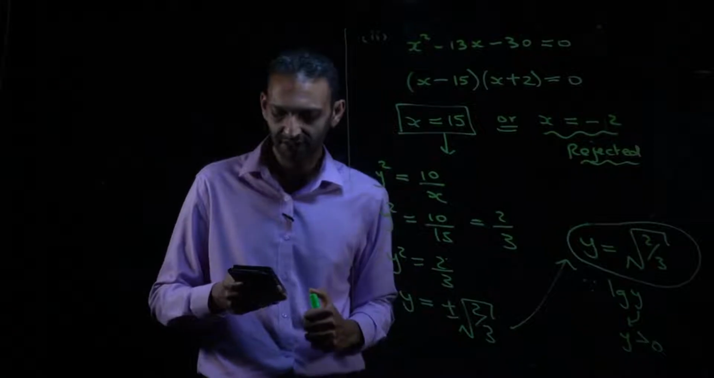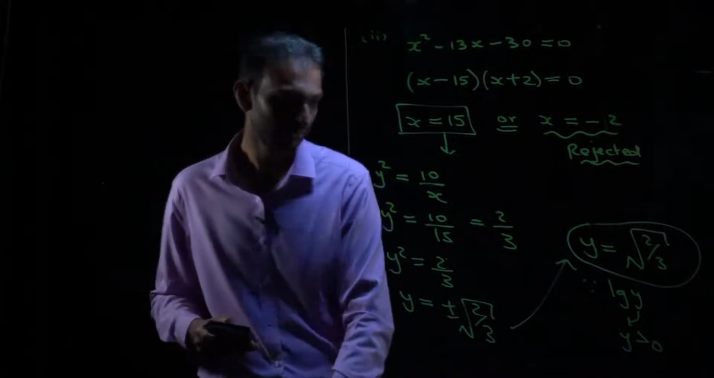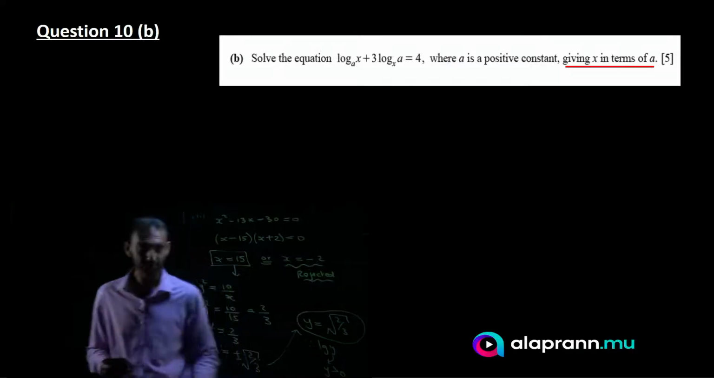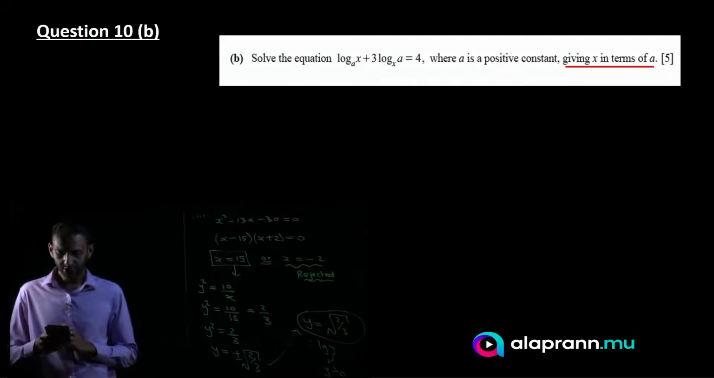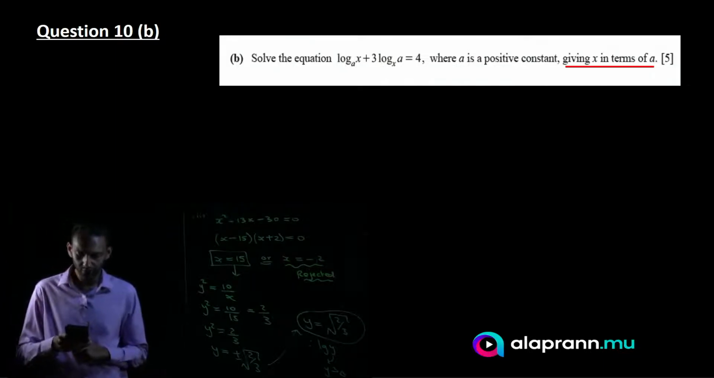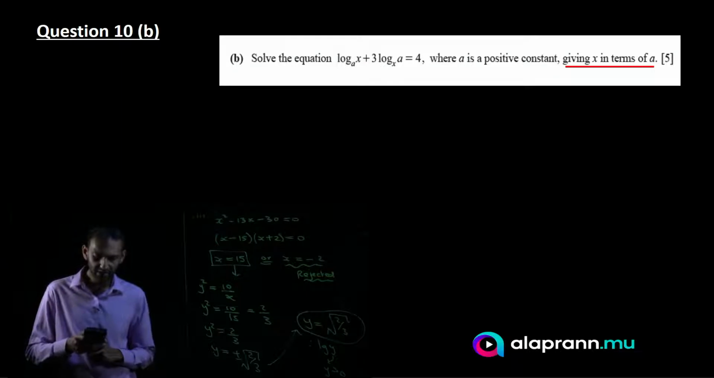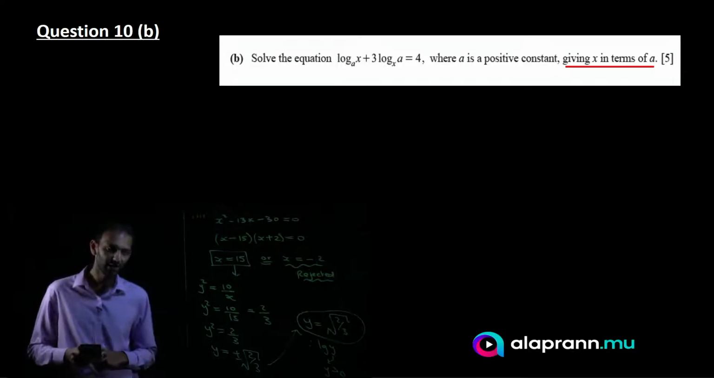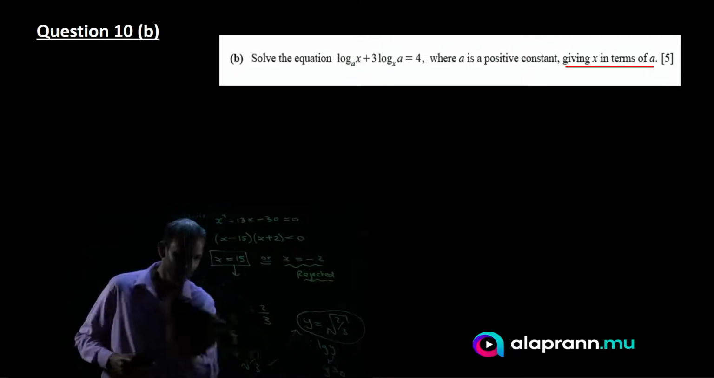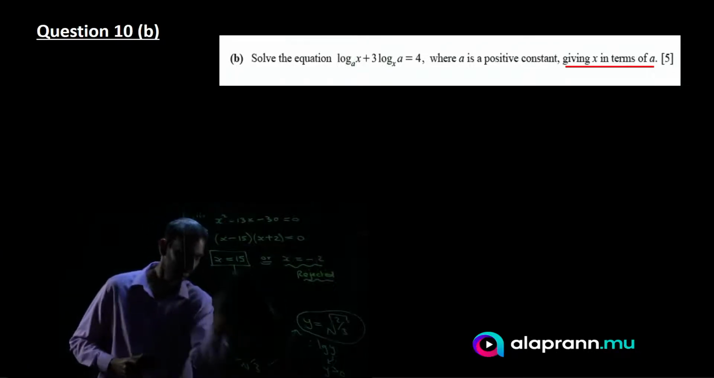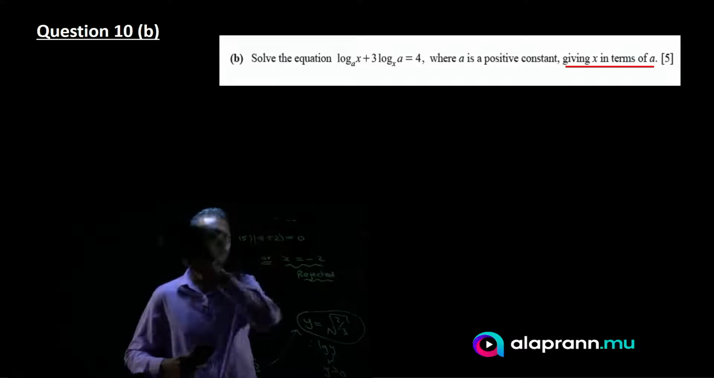Let us now proceed to part B of the problem. Part B: solve the equation log of x to base a plus 3 log of a to base x is equal to 4, where a is a positive constant, giving x in terms of a. So let's go back to the board and tackle the problem.